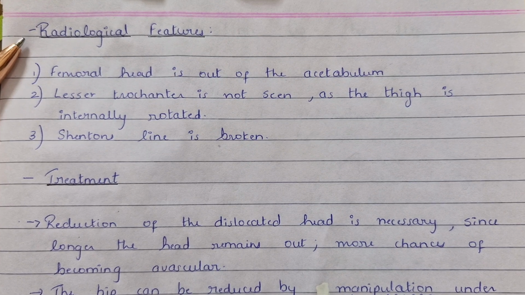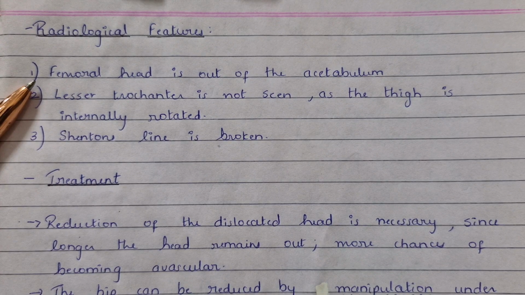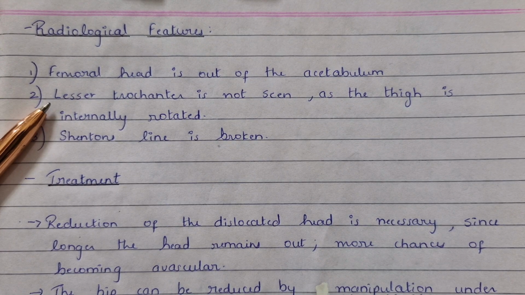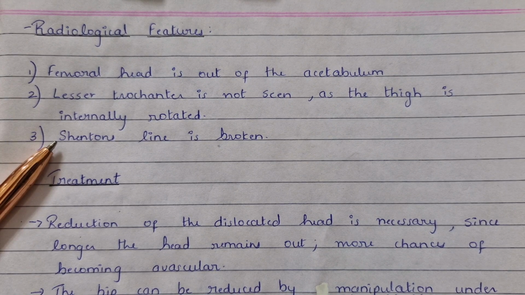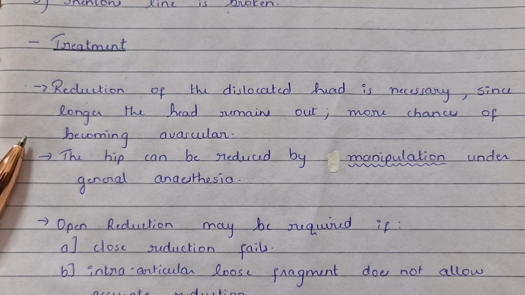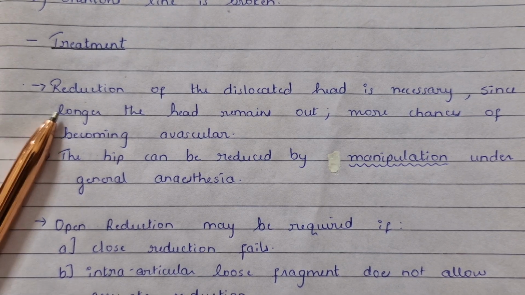Radiological features. The femoral head is out of the acetabulum. The lesser trochanter is not seen as the thigh is internally rotated. Shenton's line is broken.